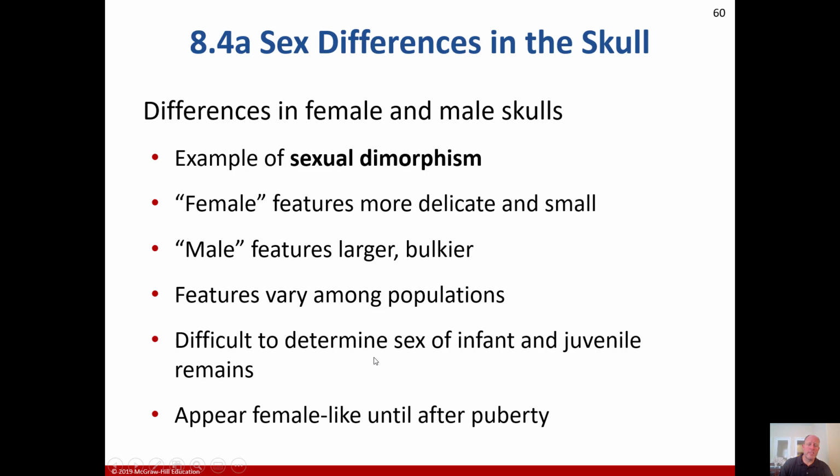It's difficult to determine the sex of infant and juvenile remains, because there are so many variants within those age ranges. In some cases, they appear female-like until after puberty. A lot of bones can make you not really be sure, if you're looking at certain parts of the body, in this case the skull, is this a male or a female?